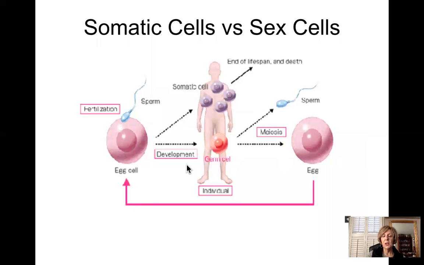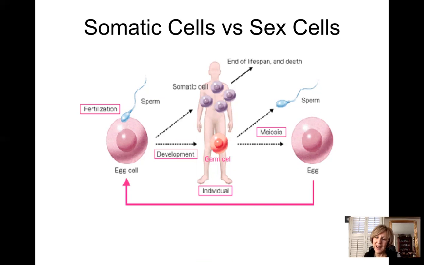And so in humans and in other sexually reproducing animals, we have a sperm that carries, in humans, 23 chromosomes, fertilizing an egg cell that carries 23 chromosomes, and they form a zygote. That zygote has 46 chromosomes, and then we go through growth and development through our somatic cells, which go through a whole bunch of mitosis to produce the majority of cells in our body.